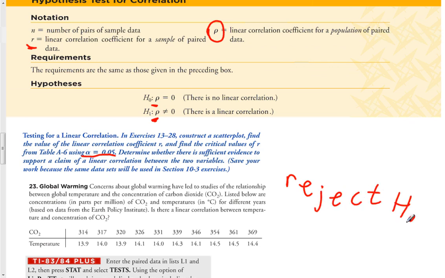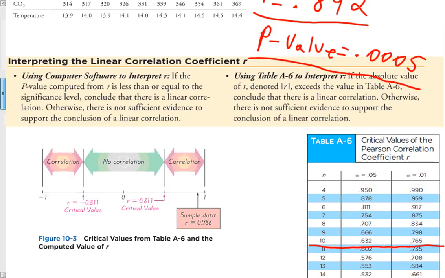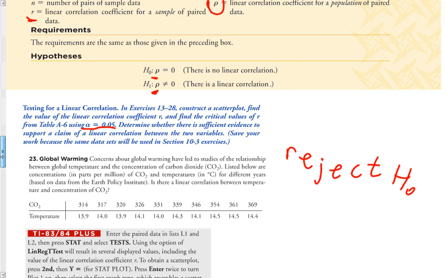And the reason we're rejecting the null hypothesis is that the p-value, as you see up here, we've already calculated to be 0.0005, and that p-value is less than alpha, which is 0.05. Whenever the p-value is less than alpha, we reject the null hypothesis. Okay, so that means that since we're rejecting the null hypothesis, there is a linear correlation. The only thing left to do is to construct the scatter plot.